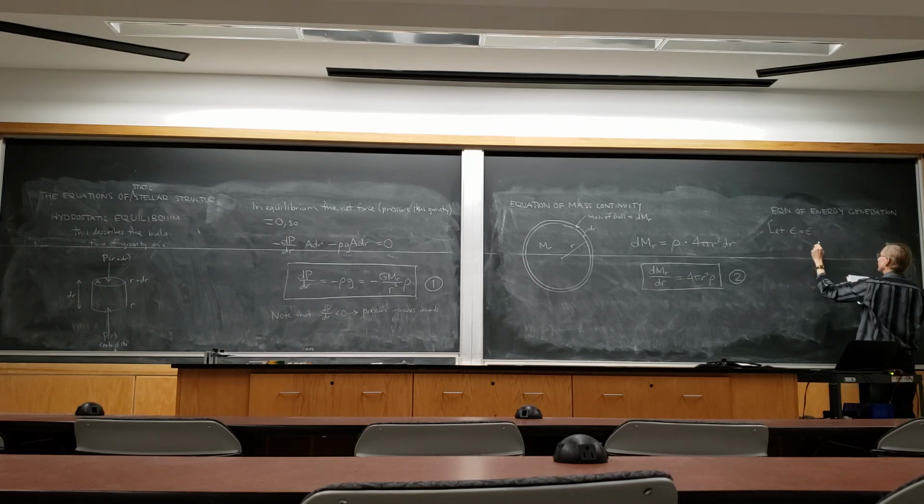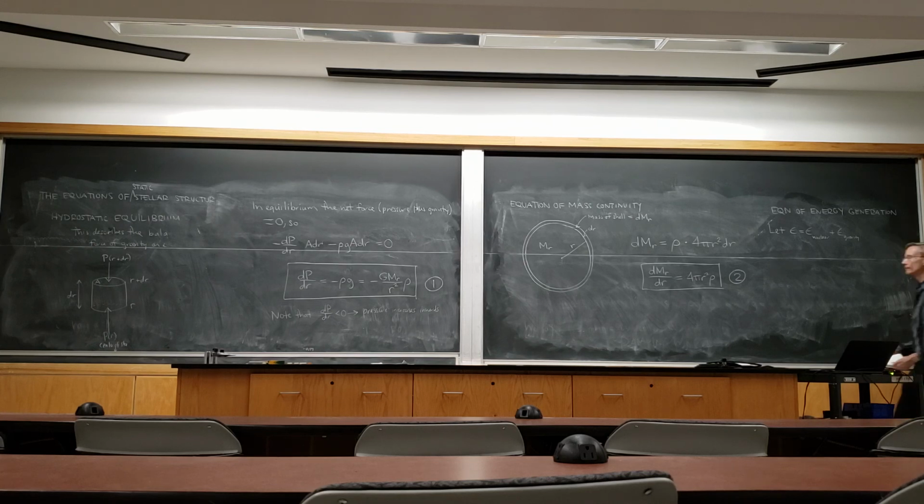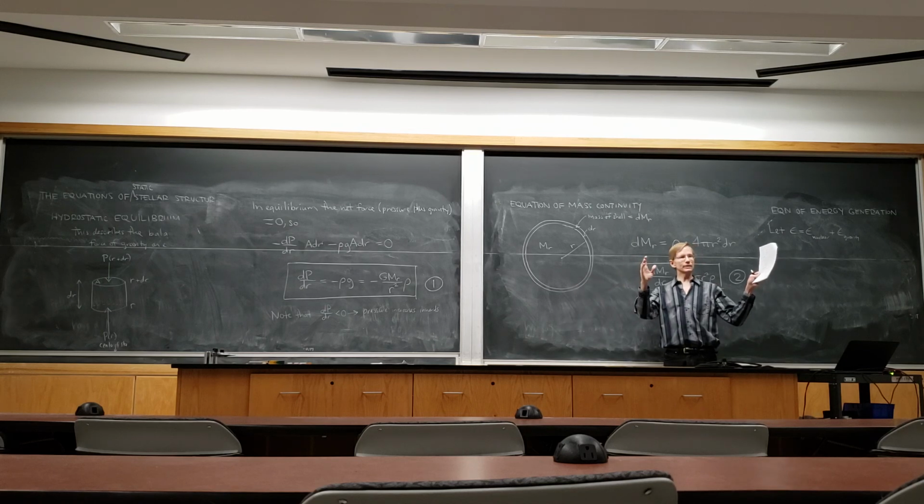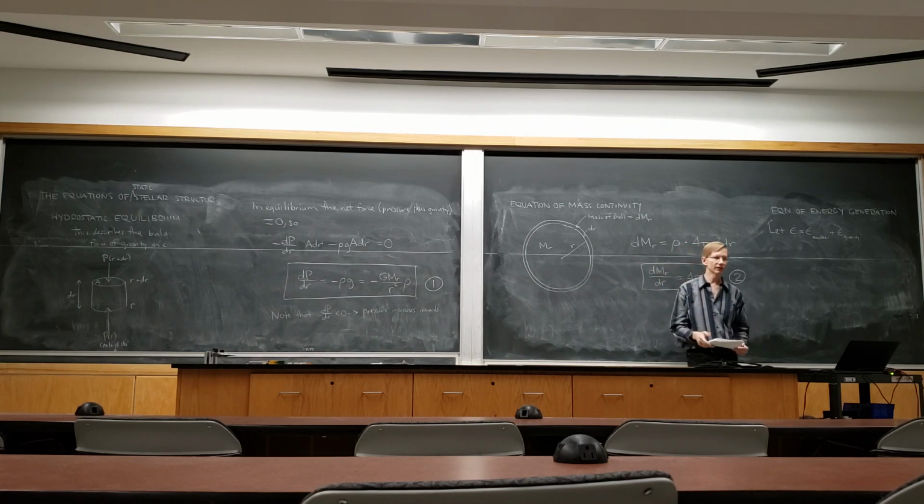We're going to let epsilon, which has 2 pieces, epsilon nuclear plus epsilon gravity, be the energy generated per kilogram in a spherical shell. So if we're in the core of the star where nuclear reactions are happening, epsilon will be the energy generated per kilogram by nuclear reactions at that radius away from the center. The star could also be shrinking or expanding and converting, via the virial theorem, gravitational potential energy into thermal energy and radiation. So we also need the epsilon gravity contribution.